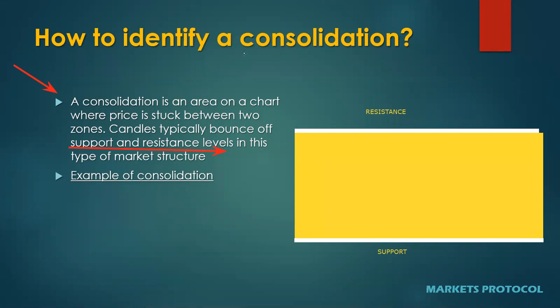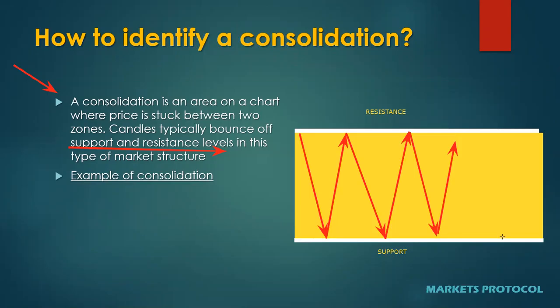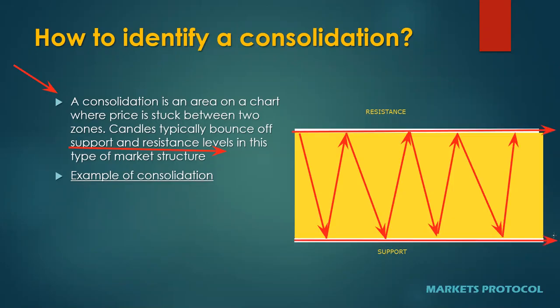What's going to happen in this area is price will bounce from resistance to support and back from support to resistance, and again support, and then back to resistance, over and over. Price will typically be stuck between these two zones. So this area over here is a zone, and this area here is a zone as well. We're going to mark this up as our zone, and this is another zone.